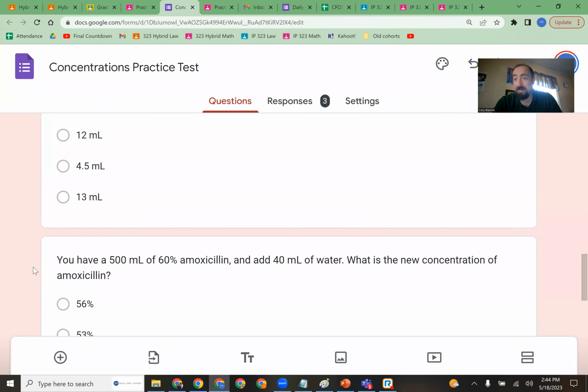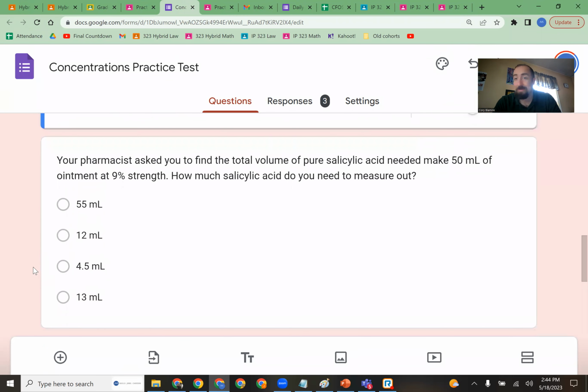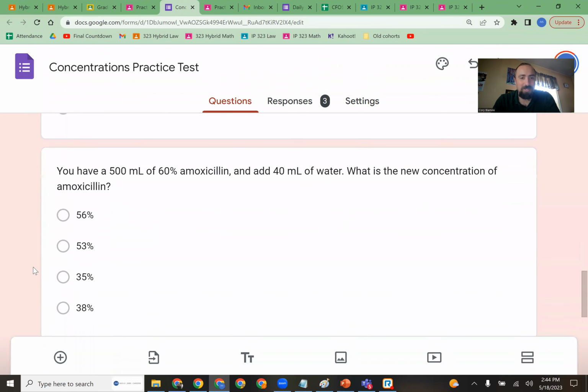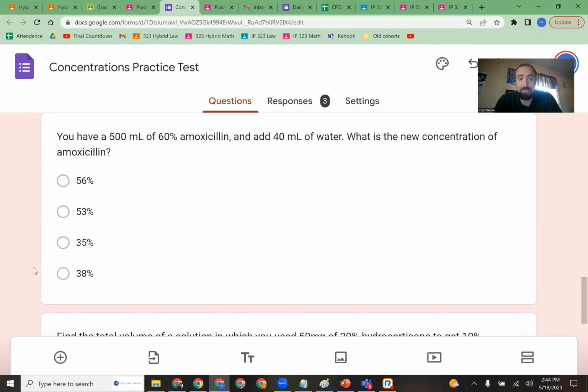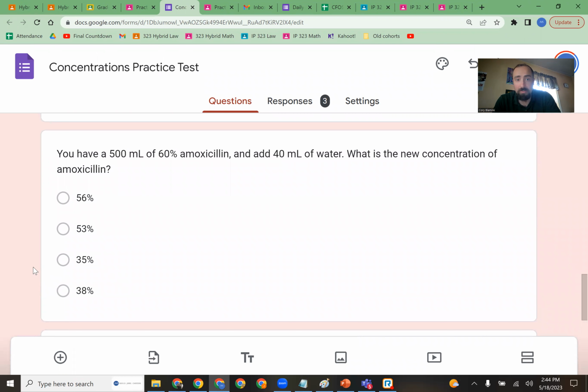If you thought it was any more complicated than that, nope, that's literally it. Next question. You have 500 milliliters, a half liter, of 60% amoxicillin, and you're adding 40 ml of water. What is the new concentration of amoxicillin? So we have 500 ml, 60% of that is amoxicillin. How much actual drug, how much antibiotic, is in this solution to start with? Well, 60% of 500. So 500 times, remember, 60% expressed as a decimal is just 0.6.